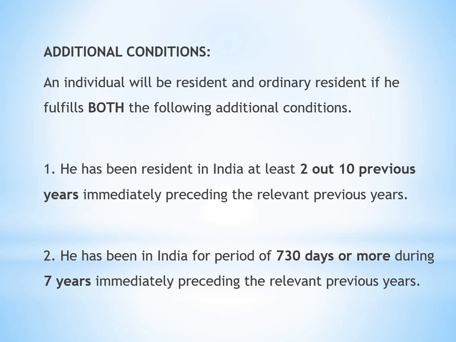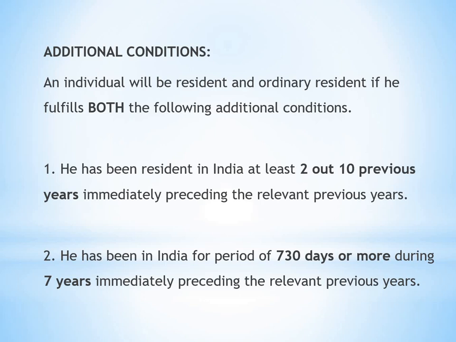First, he has been resident in India in at least 2 out of the 10 previous years immediately preceding the relevant previous year. Immediately preceding the relevant previous year, we take 10 previous years. Out of those 10 previous years, the individual should have stayed in India at least 2 years. In the basic conditions, we have two conditions, and any one should be fulfilled for him to become a resident.